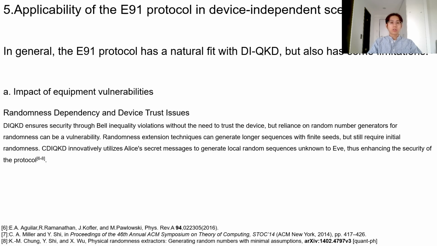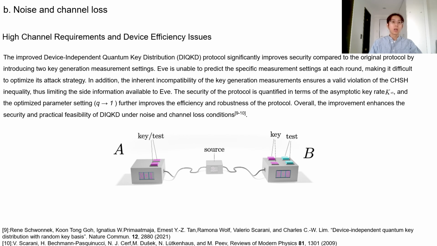DIQKD ensures security through Bell inequality violation without the need to trust the device, but relies on random number generation, and the randomness can be vulnerable. Randomness extension techniques can generate a longer sequence from finite seeds, but still require initial randomness. So the complete DIQKD innovatively utilizes Alice's secret message to generate the local random sequence unknown to Eve, thus enhancing the security of the protocol. And the second is the noise and the channel.